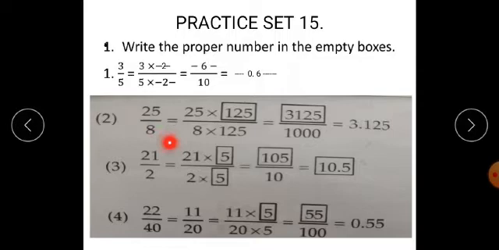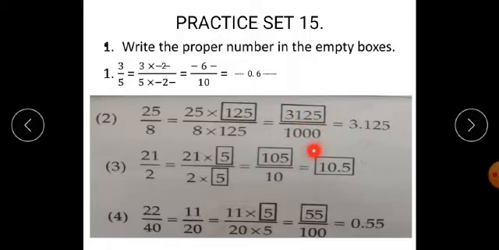Now student, this is a little bit difficult, but now you have to think. We require any multiple of 10. Therefore if you multiply 8 by 125, you will get the denominator as 1000. Therefore, here you have to multiply the numerator as well as denominator by 125. Here they have already given the number 125. Therefore, you have to multiply 25 by 125 also. Here you get the answer 3125.